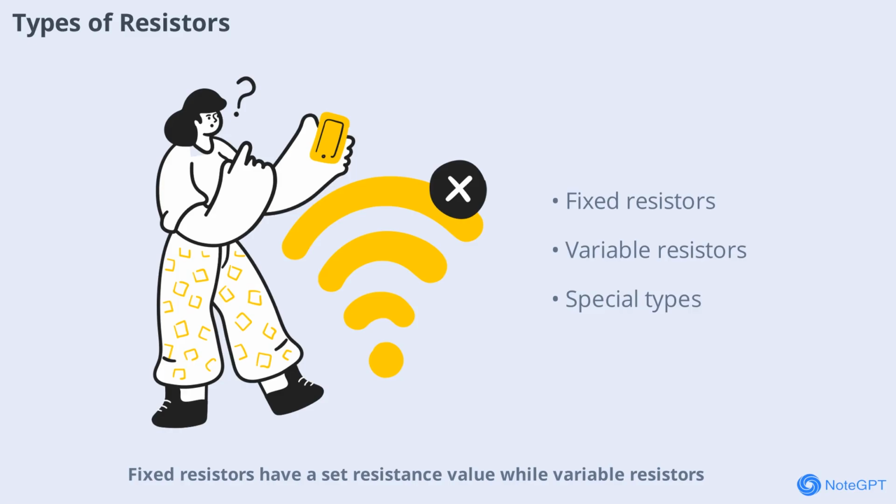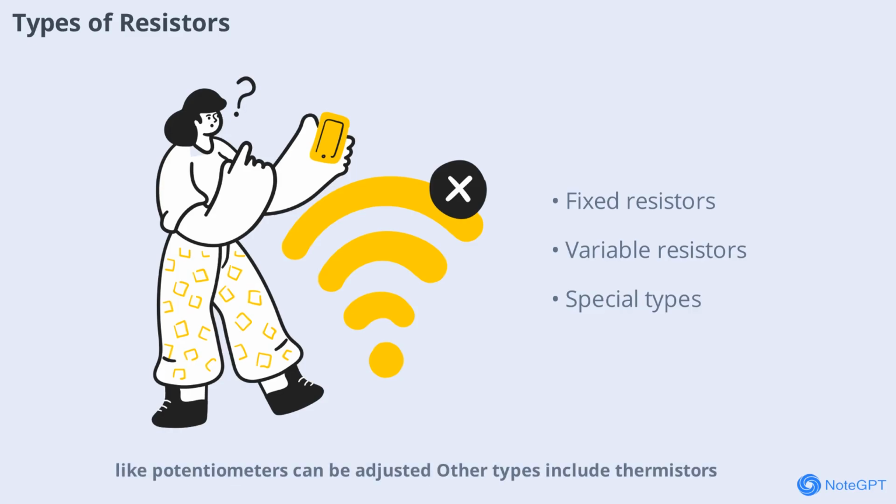There are several types of resistors, each designed for specific applications. Fixed resistors have a set resistance value, while variable resistors like potentiometers can be adjusted. Other types include thermistors, which change resistance with temperature, and photoresistors, which respond to light. Choosing the right type depends on the needs of your circuit and the environment in which it operates.